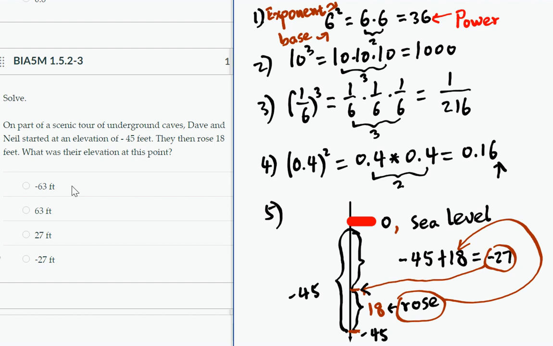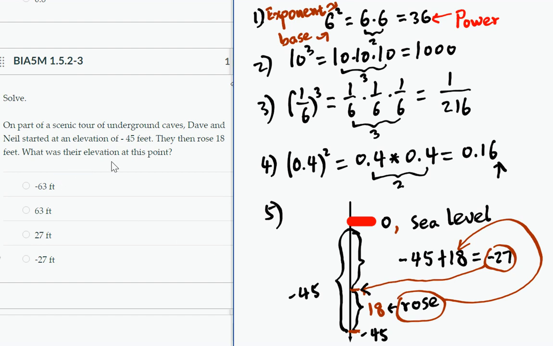Now, fifth question. Here is on part of a scenic tour of underground caves. Dave and Neil started at the elevation of negative 45 feet. Means what? 45 below the sea level. Let's start right here. They then rose 18 feet. So they start here and then go up 18 feet.